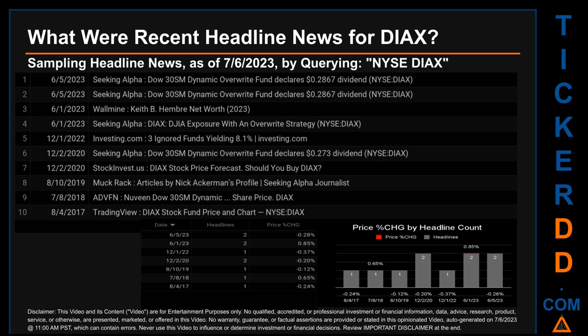Correlated or not, as it happened, the stock price for DIAX on those publication dates respectively saw a jump of 0.85% along with a drop of -0.20% when comparing the day's opening versus closing price. Thursday, December 1, 2022 was the day with the highest percentage change in price when we compare opening versus closing price for the ticker. The day saw a drop of -0.37% when DIAX opened trading at $16.20 and closed at $16.14. There was one found headline when Investing.com published the headline that read, 3 ignored funds yielding 8.1%.